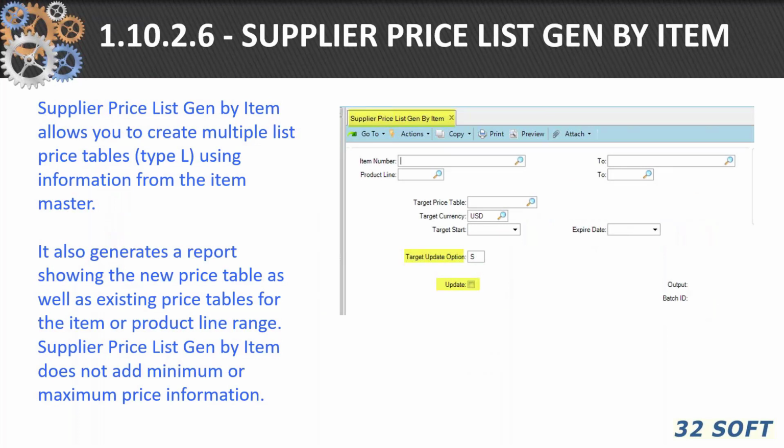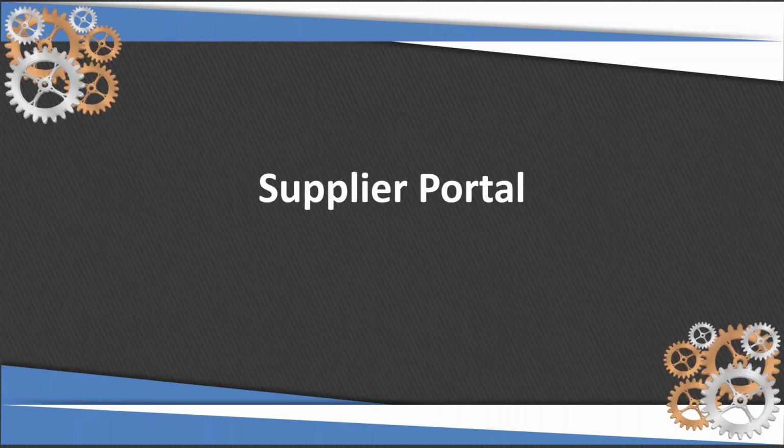You can also generate price lists by item. Supplier price list generation 10.2.6 allows you to create multiple list prices using information from the item master file. Again, cautious, that should be well understood, and security should be applied to that.